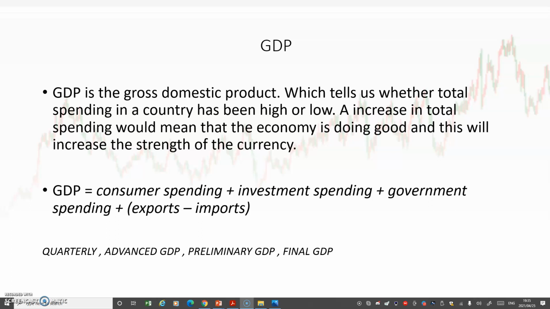So GDP is the gross domestic product. It tells us how much the consumers are spending within the country. This also includes investment spending, government spending, and then the net exports. So exports minus imports. And it's released quarterly, and then obviously yearly, and at times monthly as well, depending on what you're looking at.